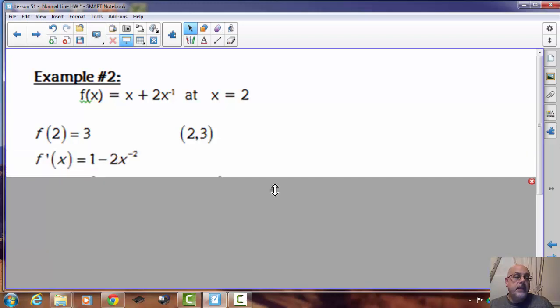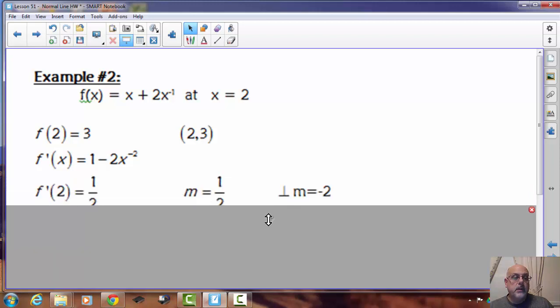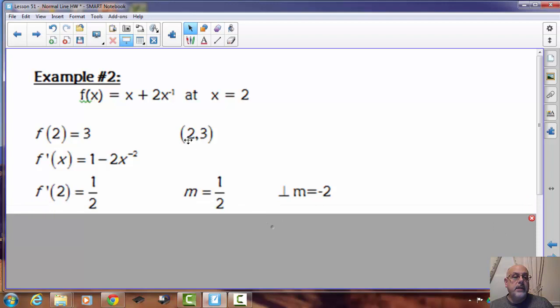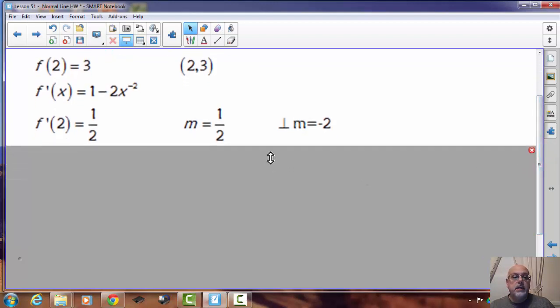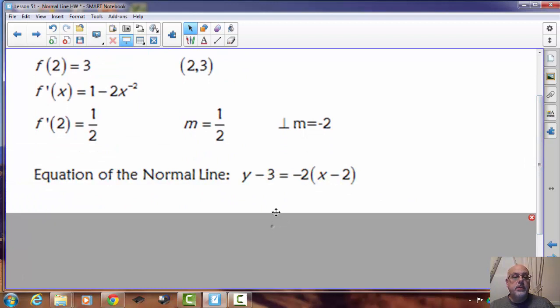Then, the next step is you take the derivative of the function. And the derivative of that function is 1 minus 2x to the negative 2 power. And you evaluate that function for x equals 2. And it's 1/2. So the slope of the tangent line is 1/2. The perpendicular slope for the normal line would be negative 2. So using that information, we write the equation of the normal line: y minus 3 equals negative 2 times (x minus 2).